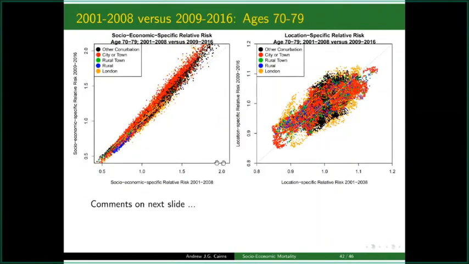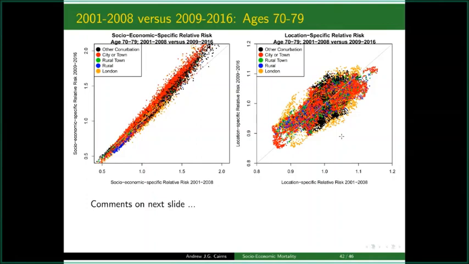We can look at scatter plots. So again, each dot is for individual LSOAs. So we can look at the two 8-year periods, 2001 to 8 versus 9 to 16. Different colours represent different urban-rural groups. Now for this chart, for the socioeconomic risk, there's a sort of thin grey line, which is the x equals y line, and we can see that the scatter plot is just a bit steeper than the x equals y. And what we interpret from that is that the inequalities between the most deprived and the least deprived have got a little bit wider between the two periods. So that's the socioeconomic risk.